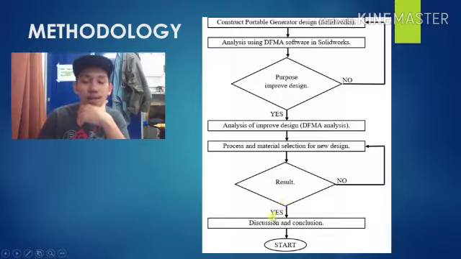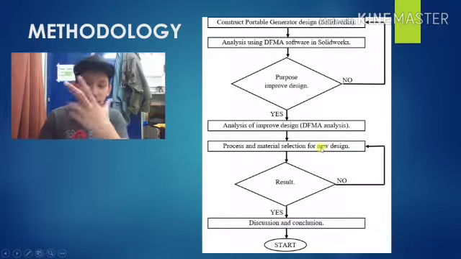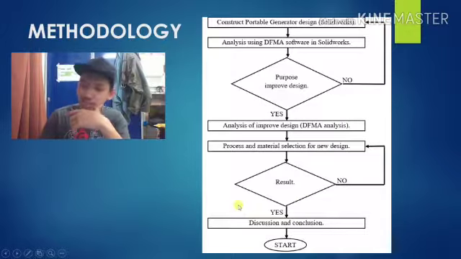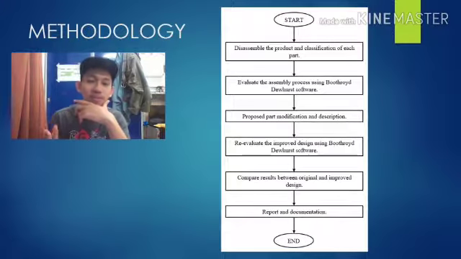Then we go to the result. If the cost is too high and the process is too long, we have to go back to the process and materialization. We have to reduce the time and reduce the cost. And then we go to the discussion and conclusion. That is for the overall process.